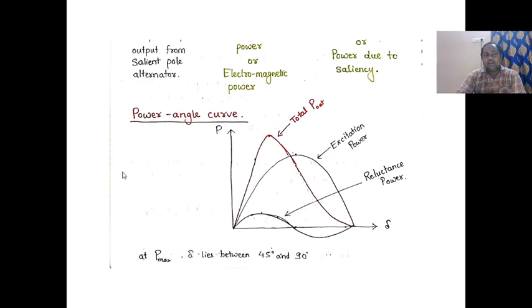Normally in a non-salient pole machine, the power versus delta curve is a pure sinusoid from 0 to 180 degrees, which gives a half wave. But in the salient pole machine, it is different. The total power characteristic will be like this, with the excitation power here and the reluctance power here. Normally the operating angle delta lies between 45 and 90 degrees.